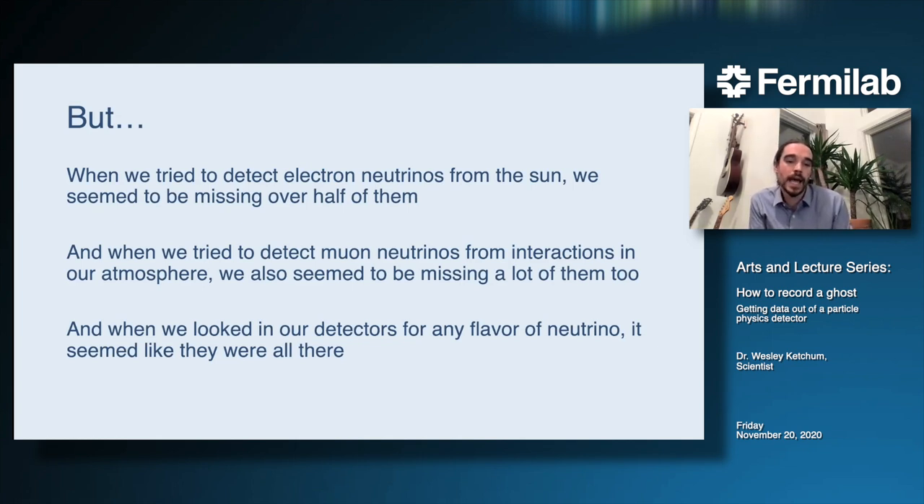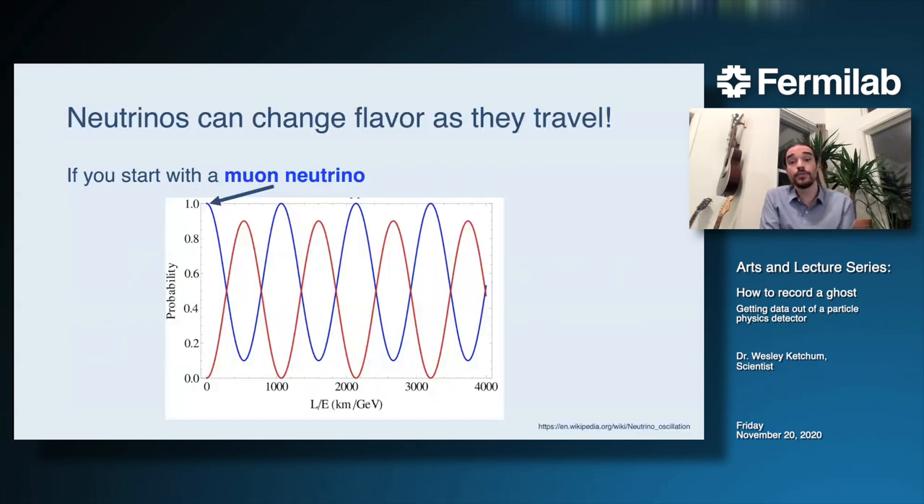But when we upgraded our detectors and found ways to be sensitive to any flavor of neutrino, it seemed like all of the neutrinos were there. We got back the half that were missing from the sun. We got back our missing neutrinos from the atmosphere. And so as it turns out, neutrinos can change flavor as they travel.